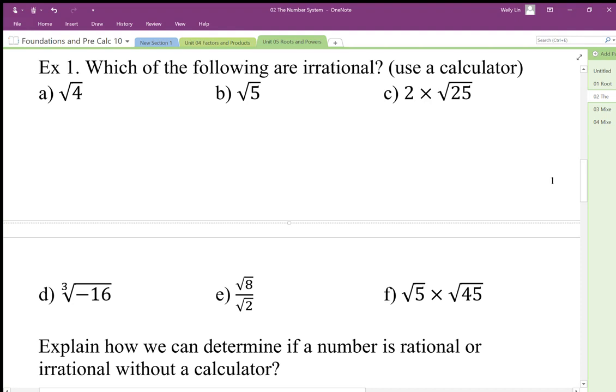One way to determine if a number is irrational is that we can just punch it into a calculator. So if I punch square root 4 into a calculator, again, make sure you know how to find your square root button on your calculator. If I put in square root 4, I end up with 2. So this is a whole number, so we know that this is rational.